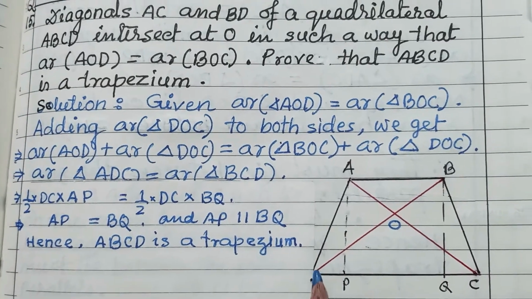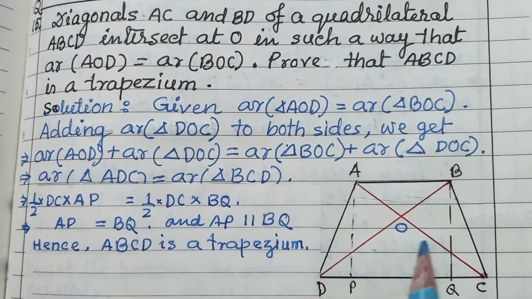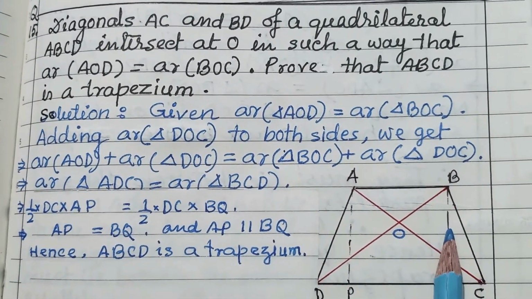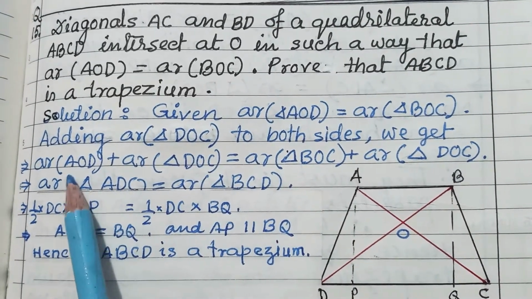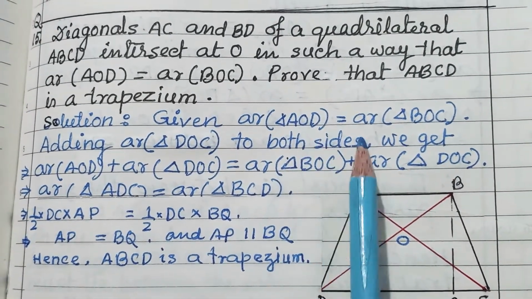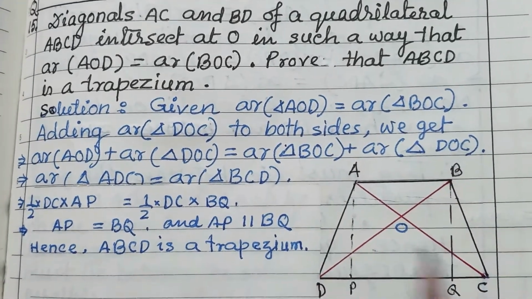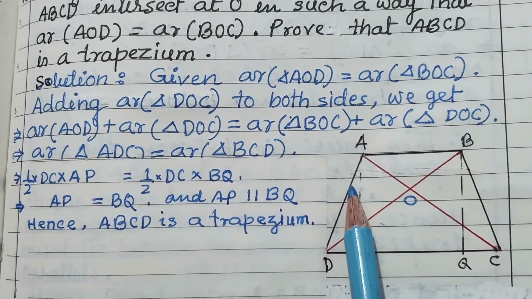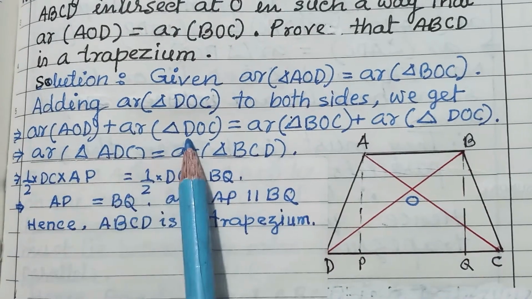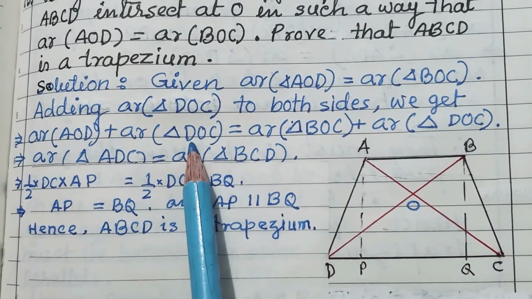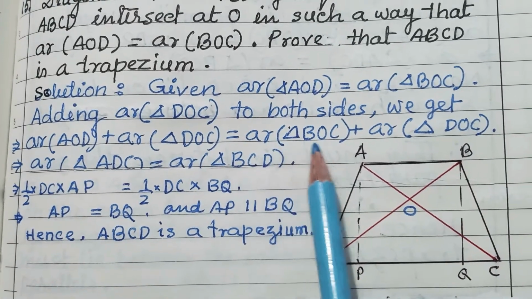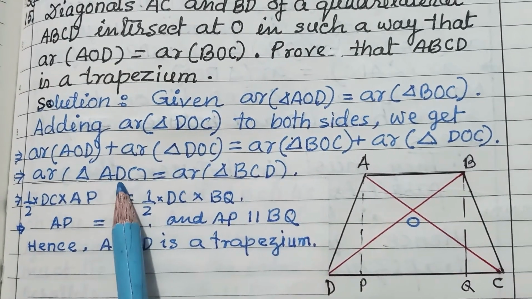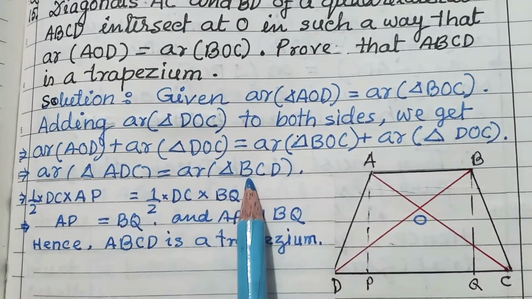It is given that area of triangle AOD is equal to area of triangle BOC. These two are equal, given. Now adding DOC on both sides, this part adds with this and with this. So area of triangle AOD plus area of triangle DOC is equal to area of triangle BOC plus area of triangle DOC. These two together are area of triangle ADC, and this side area of triangle BCD.